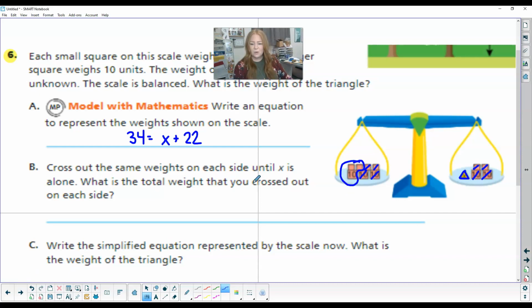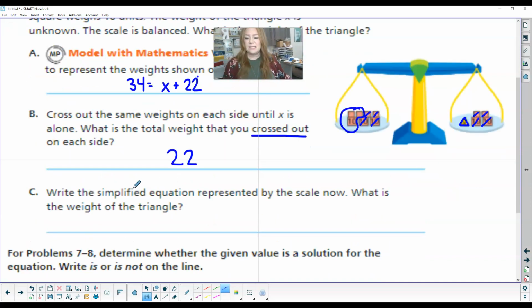So what is the total weight that I crossed out? So I crossed out 10, 20, 21, 22, right? This right here was 22. I crossed out 22 units on both sides there.